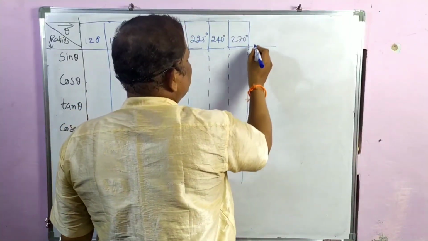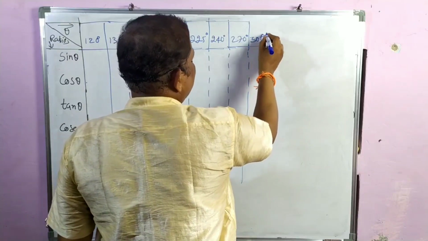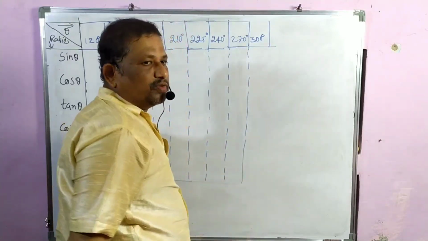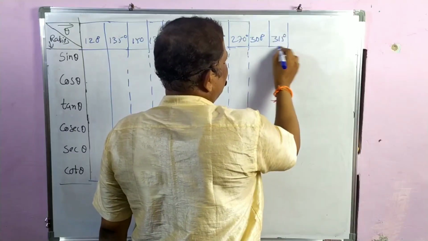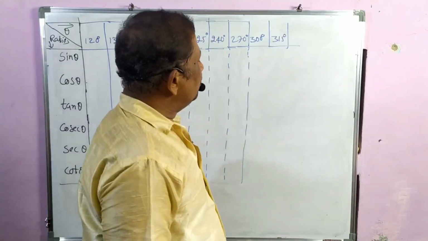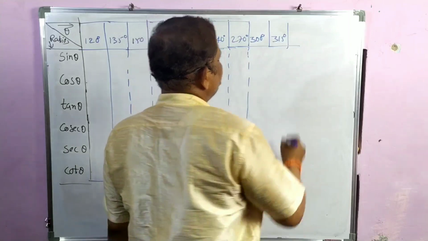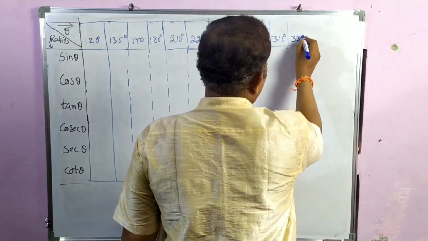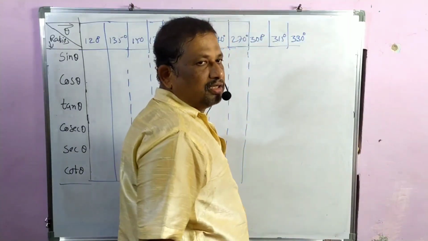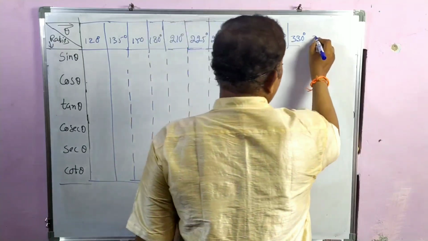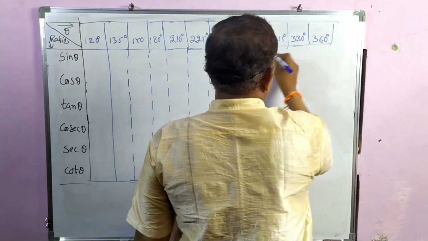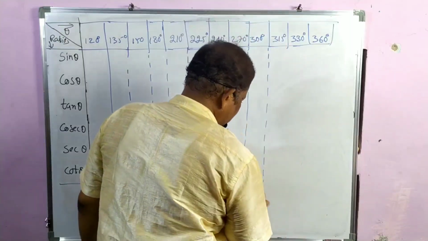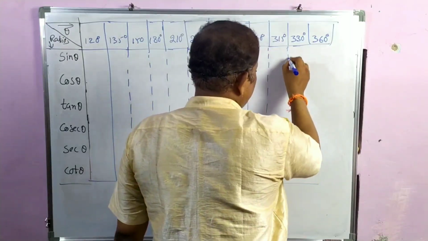Next, 270 plus 30 is 300 degrees. 270 plus 45 is 315 degrees. 270 plus 60 is 330 degrees. 270 plus 90 is 360 degrees. Up to 360 degrees, we will find the trigonometric ratio values.